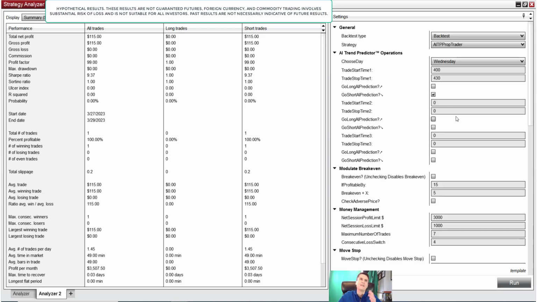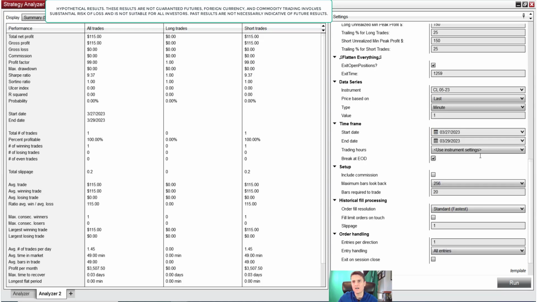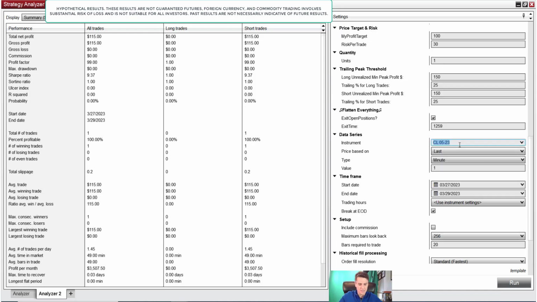The strategy, of course, is a technical term in NinjaTrader. This is a trade management system, the AITP prop trader. I don't want to call it a strategy, though technically, in NinjaTrader parlance, it is a strategy. Okay, it is a trade management system. So let's go ahead and change that.